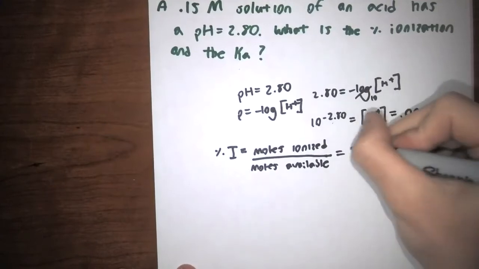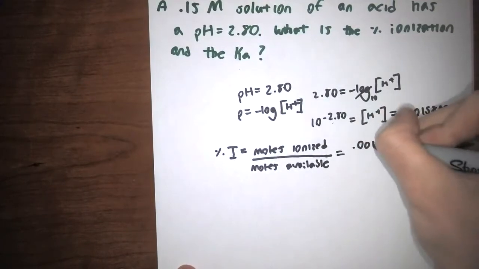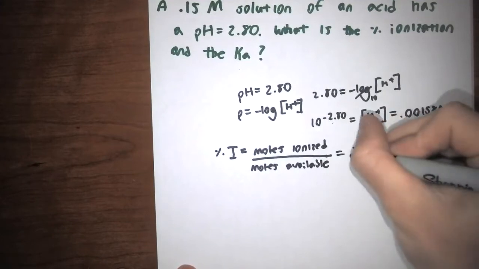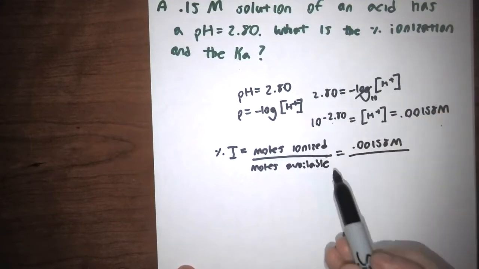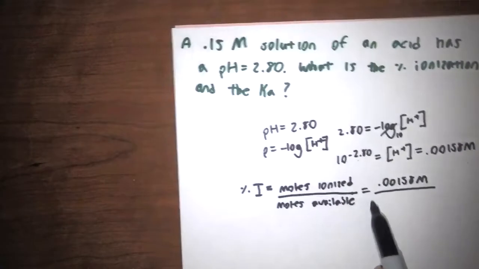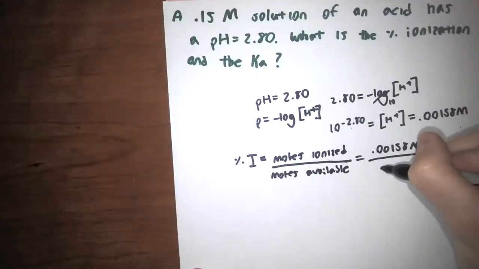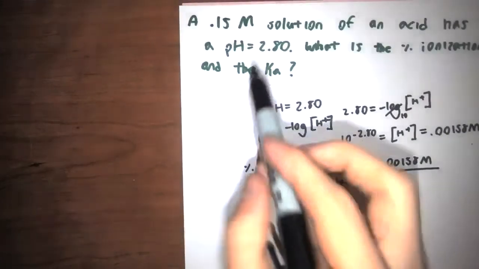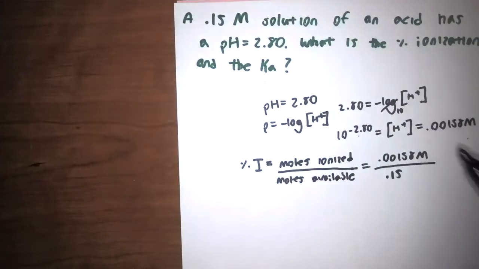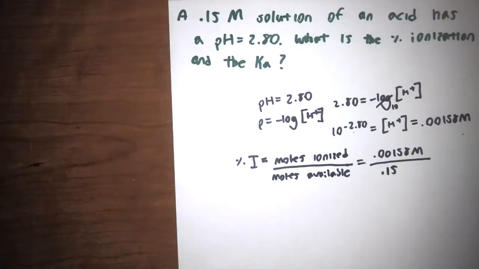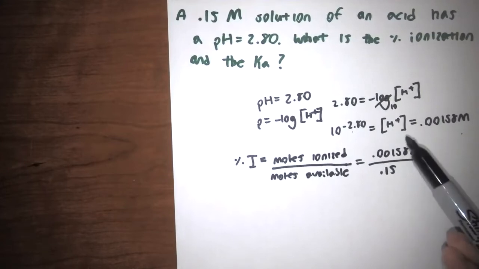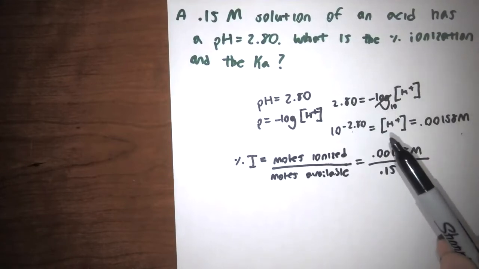0.00158 of my acidic character, right? It's an acid, so we're good to go. And what's my molarity of my solution? Well, it's given to us in the problem, 0.15. That's my moles available, right? Out of the 0.15 molar solution, I ionize 0.00158 molar H+. And it's an acid. H+ lines up with acid.